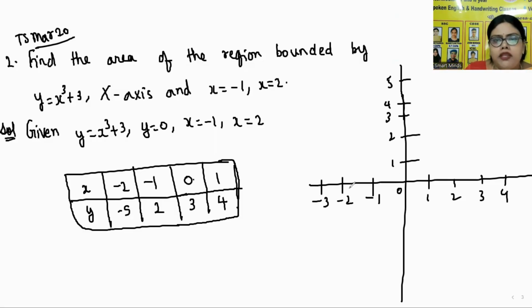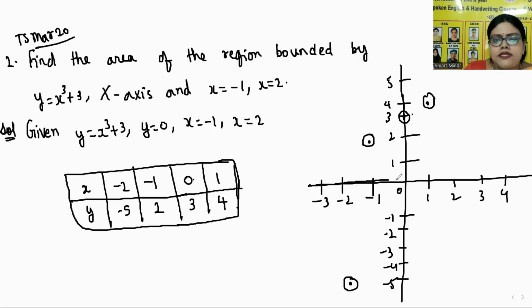Okay. Now minus 2 and minus 5 and negative y-axis also I want 5 numbers. Minus 4, minus 5. Now minus 2 on x-axis, minus 5 on y-axis. Both meet over here. Then minus 1 and 2 over here. 0 and 3 over here. 1 and 4 over here.